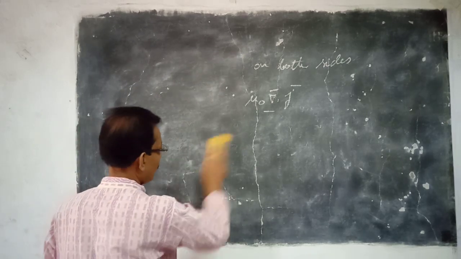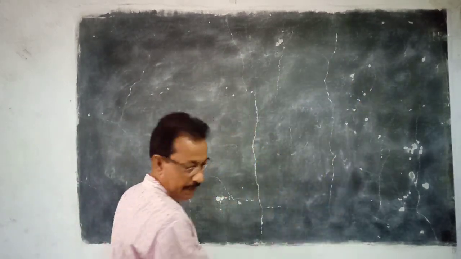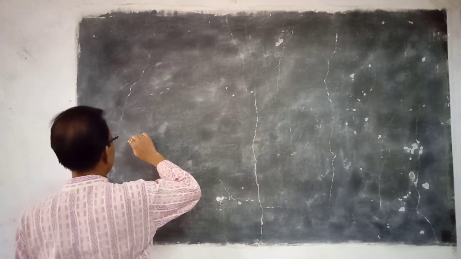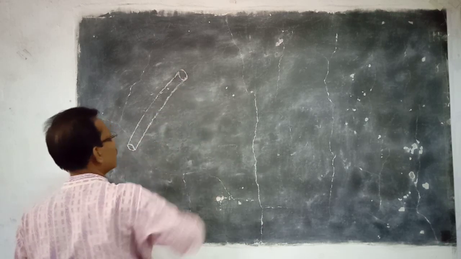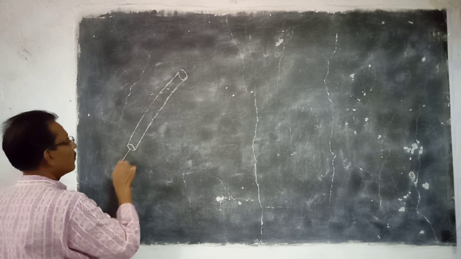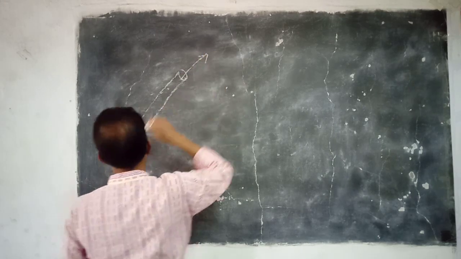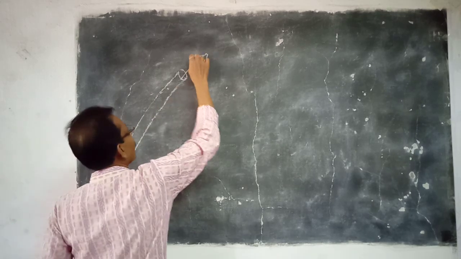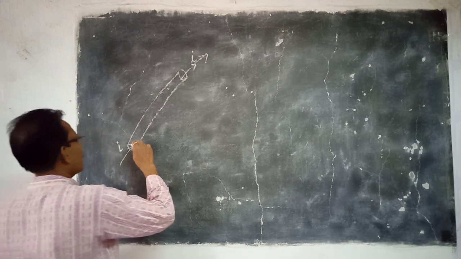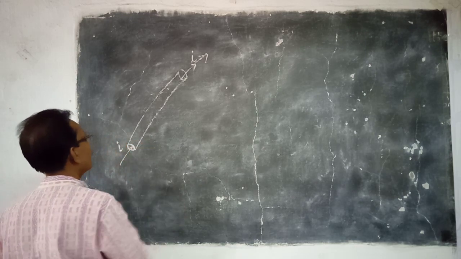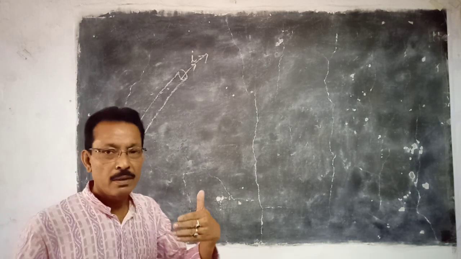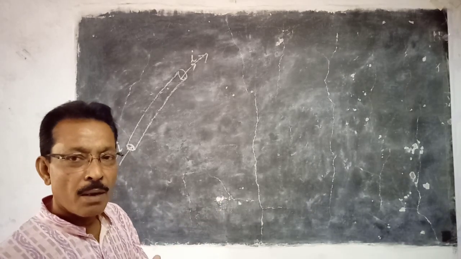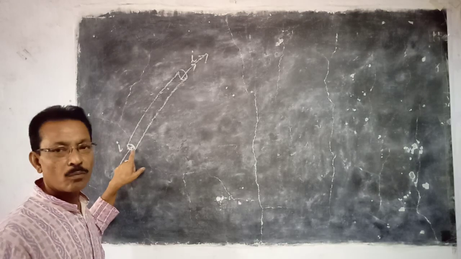Now, suppose the current is flowing through a circuit. A wire is there whose cross sectional area is supposed to be unity. We consider a unit cross sectional area. I current is flowing through this. Now, what is current here? Current is the flow of charge per unit time through this cross sectional area.